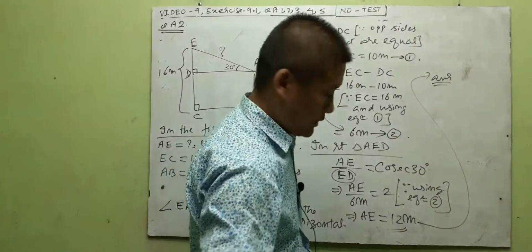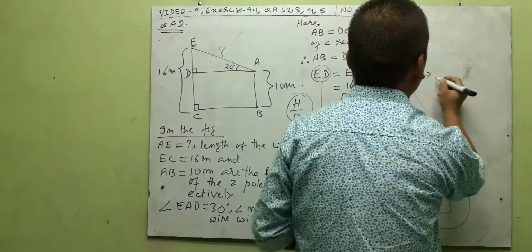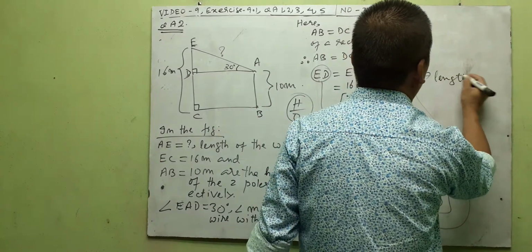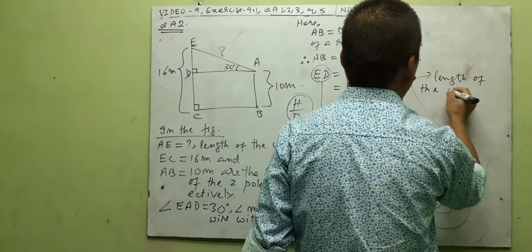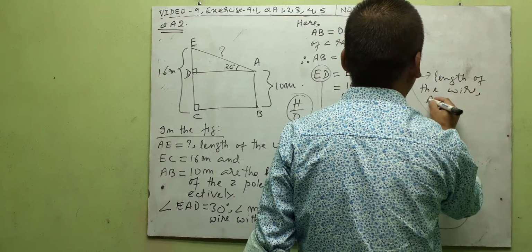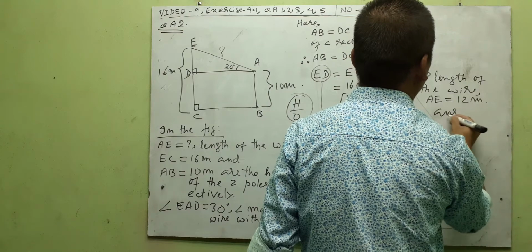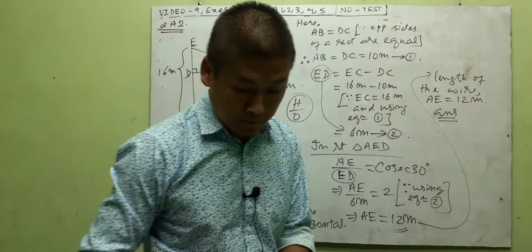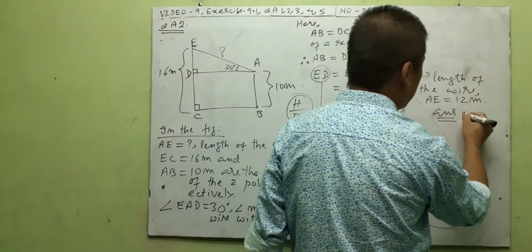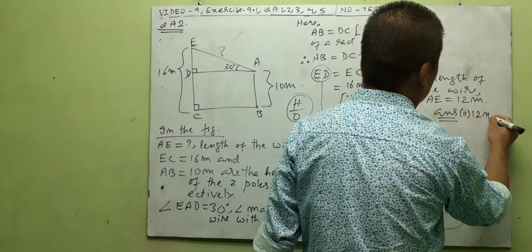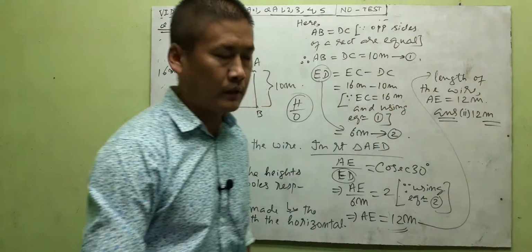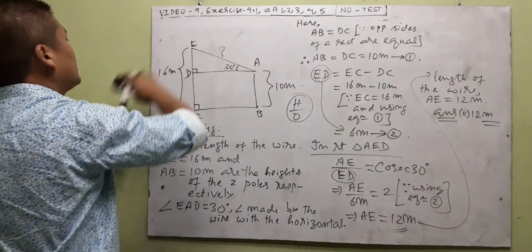But before that, you can just write here in sentence form the length of the wire. The question is asking us AE is nothing but 12 meter, and the answer choice in the multiple choice in the question matching this one is number 2, where it is mentioned 12 meter. So that is done. A2 is also done. So let us go to A3.